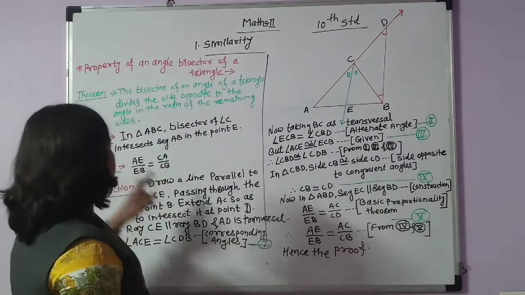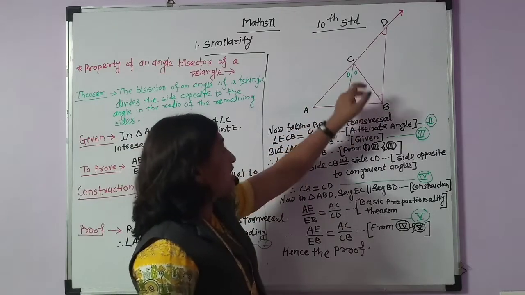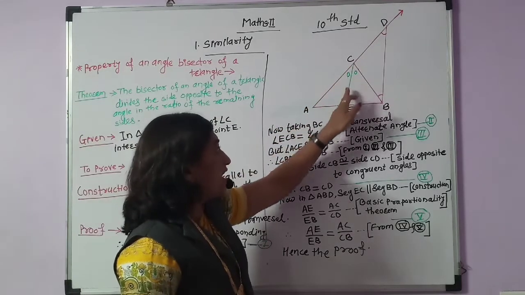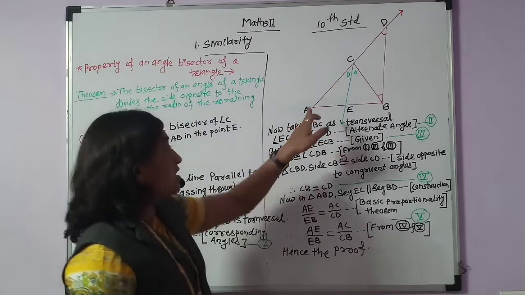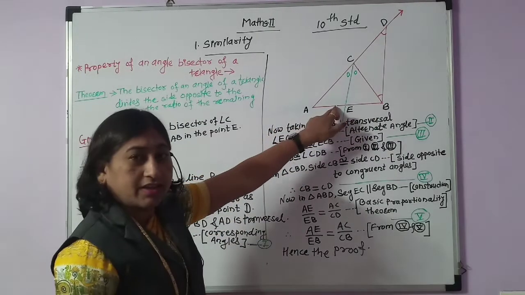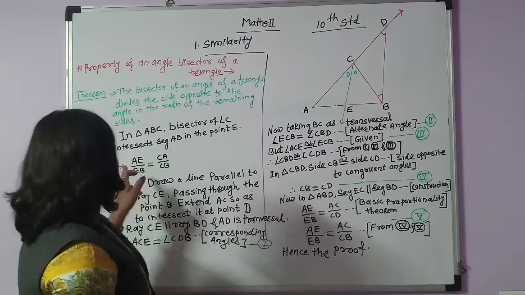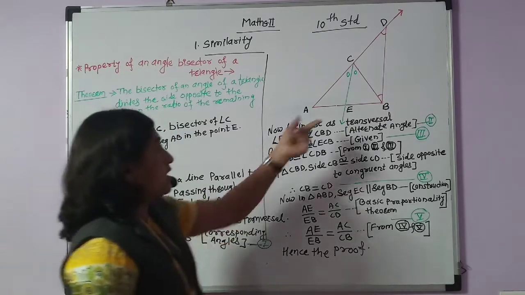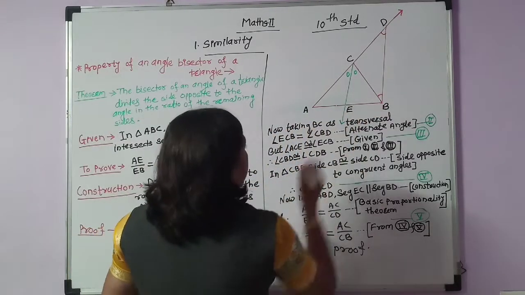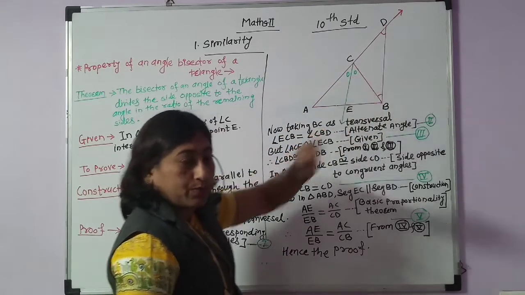Okay, that means here, given: in triangle ABC, the bisector of angle C intersects the side AB in point E. This is the given of our theorem. Then we have to prove AE upon EB is equal to AC upon CB. This is our to prove.